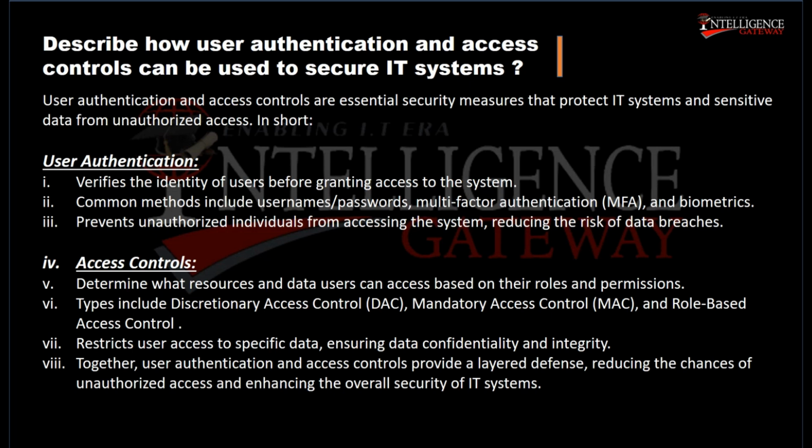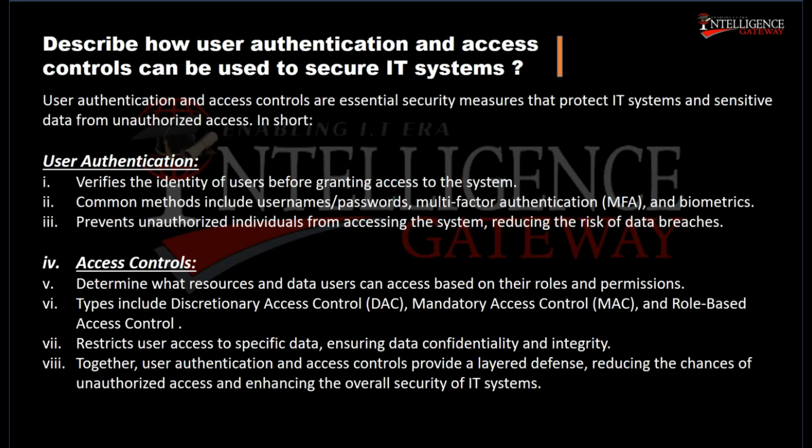In short, user authentication verifies the identity of users before granting access to the system. Common methods include usernames, passwords, multi-factor authentication (MFA), and biometrics. It prevents unauthorized individuals from accessing the system, reducing the risk of data breaches.